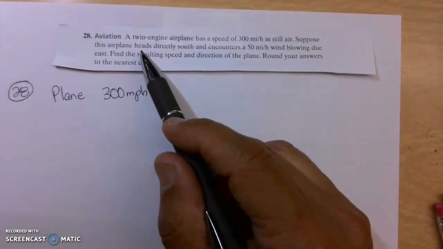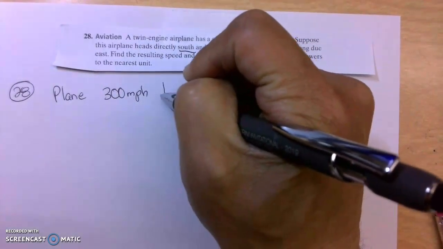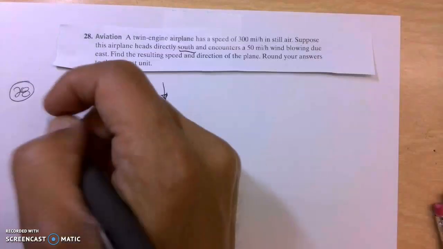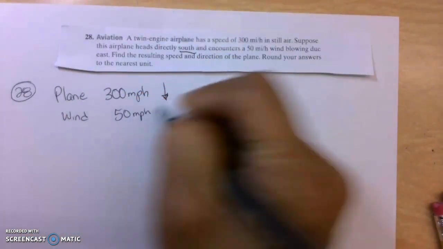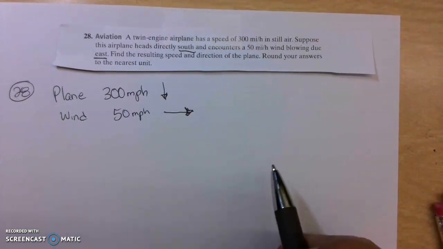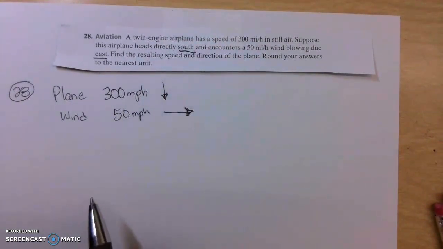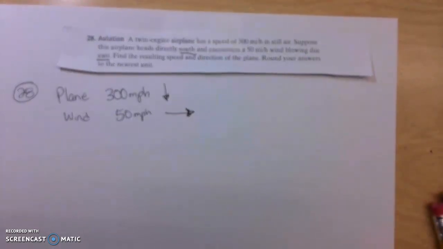Suppose that this airplane heads directly south. All right, so it's going to go this direction, south, and encounters a 50 mile per hour wind. So we've got wind going 50 miles per hour due east. And so the wind is going east. Find the resulting speed and direction of the plane. Round your answers to the nearest tenth.